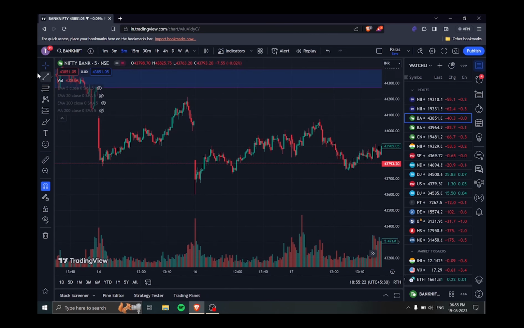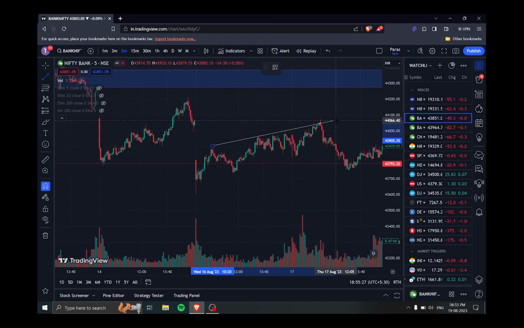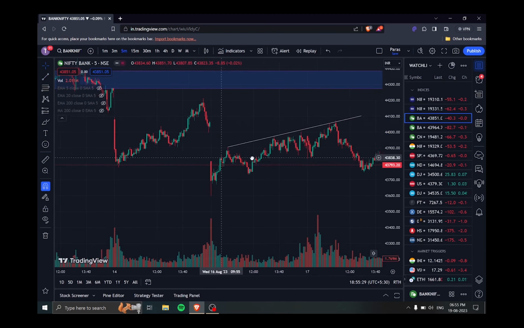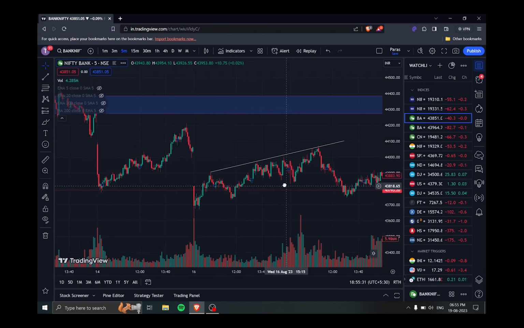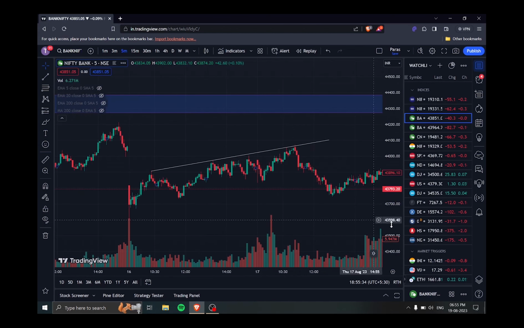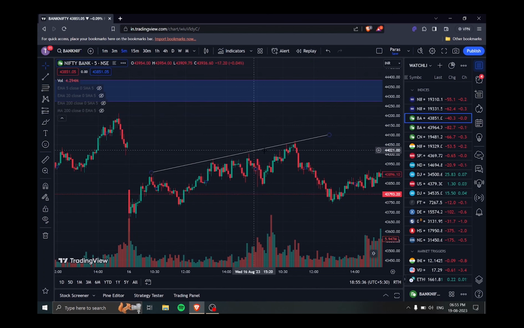If I make a trend line over here, from the top I can see one trend line coming. Just give me a sec. I'll remove this magnet and connect the highs. Connect the swing highs with the trend line. Do not connect the bodies, connect the swing highs.